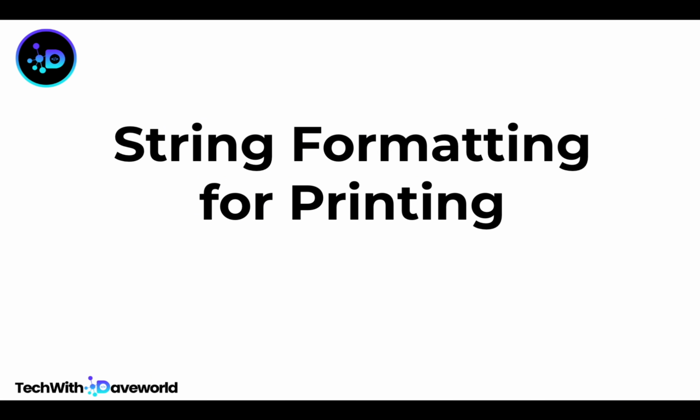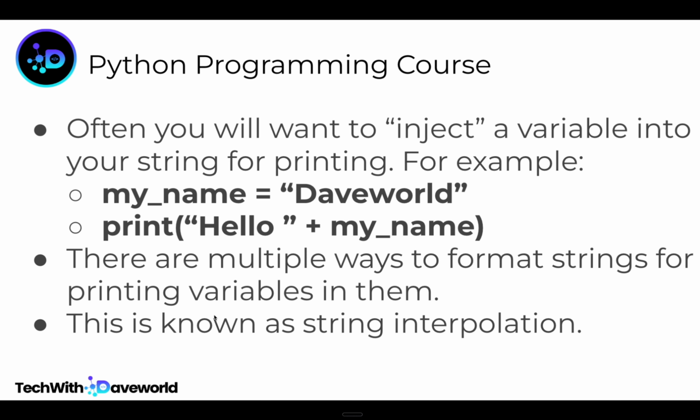Hello everyone, welcome to string formatting for printing. To be honest, you would really want to inject a variable into your string for printing. For example, you can have a variable, my name equals Daveworld, and you want to print something like hello Daveworld, right? How do we do that?